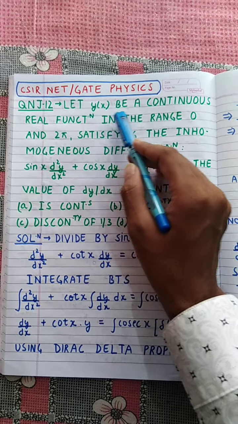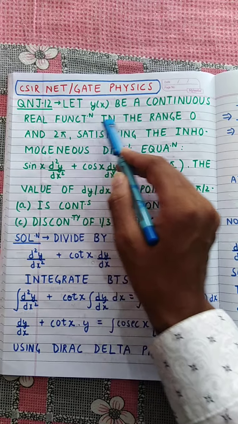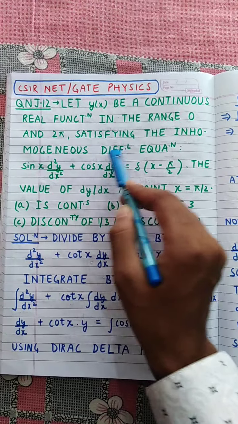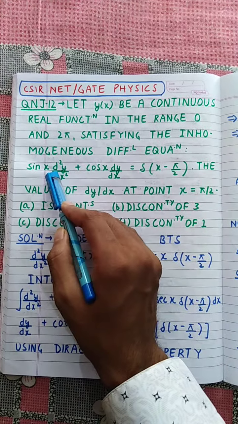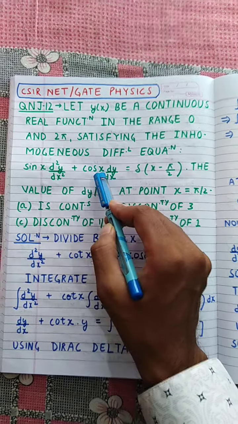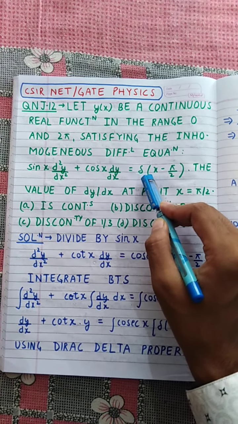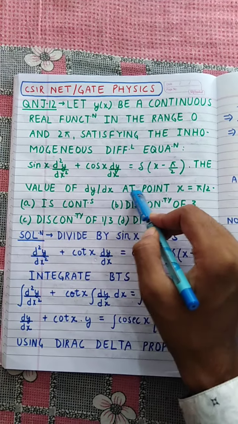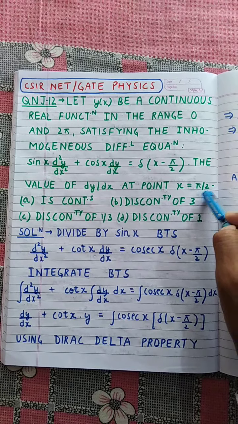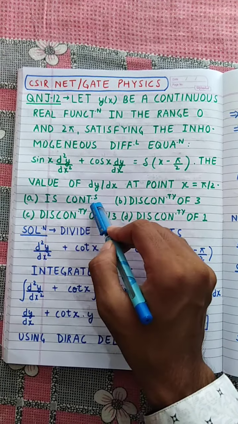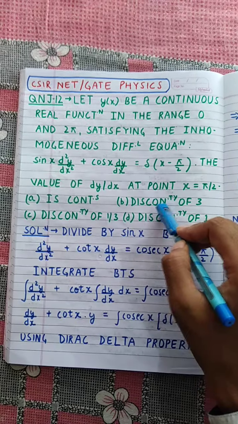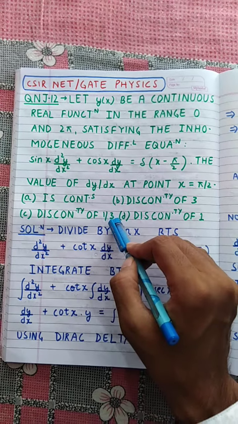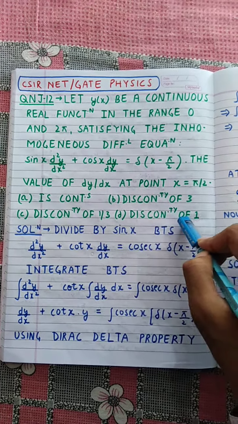Let y of x be a continuous real function in the range 0 to 2 pi, satisfying the inhomogeneous differential equation sin x d2y/dx2 plus cos x dy/dx equals delta of x minus pi/2. The value of dy/dx at x equal to pi/2, and here four options are given: A, is continuous. B, has discontinuity of 3. C, has discontinuity of 1/3. And D, has discontinuity of 1.